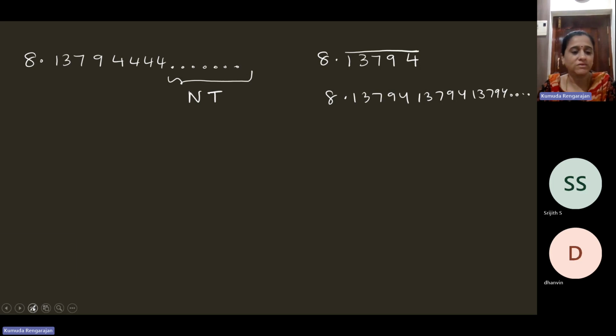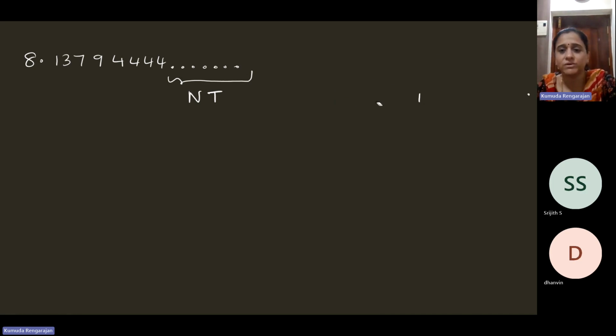But that's not the example we have given. In this example, 4 is the only digit that repeats forever. So how do you write this number using a bar? 8.1379, only 4 repeats. So place a bar on top of 4 only.